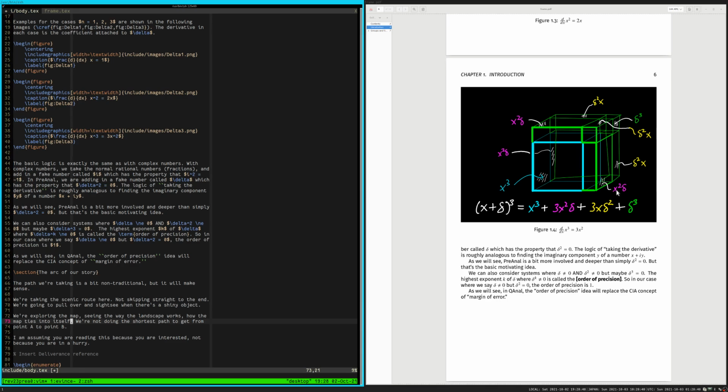Trying to build a model in our head. We're not doing the shortest path to get from point A to point B. I am assuming you are reading this because you're interested in learning about math, not because you are in a hurry. Okay. We're exploring.